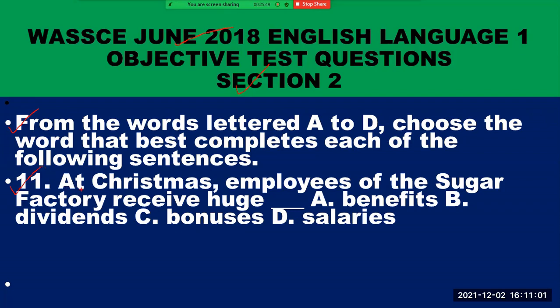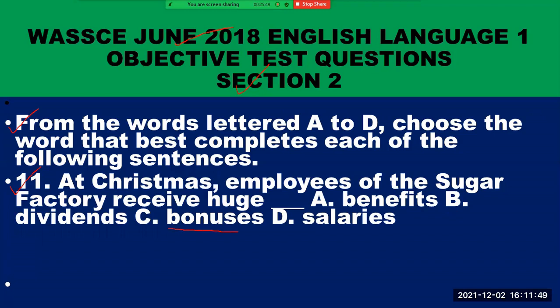Now let's look at the question here. At Christmas, employees of the sugar factory receive which dash? A, benefits, B, dividends, C, bonuses, D, salaries. Now, you see, when you talk of benefits, benefits refer more to probably customers, even though to customers too is not exactly benefits, although when you add the word fringe, that may actually apply to employees, but in a different context. Then B, dividend. Dividends refer to shareholders of a company, the kind of remuneration or reward they receive.